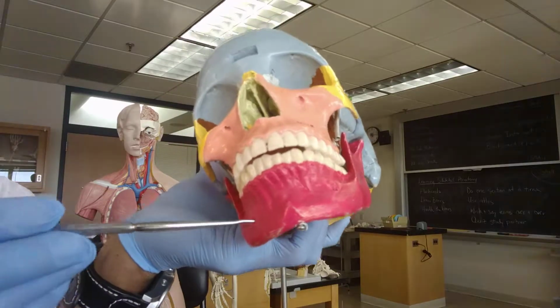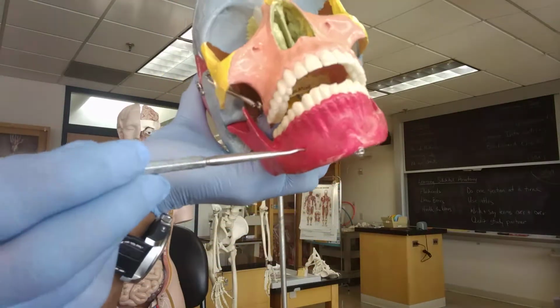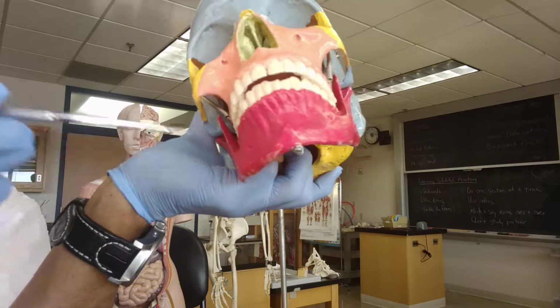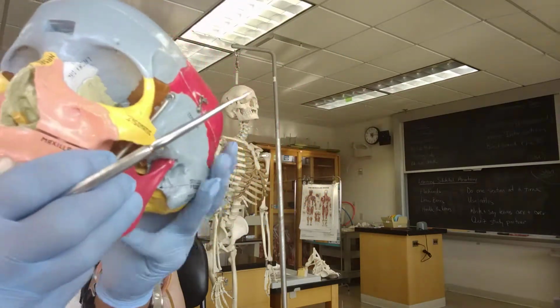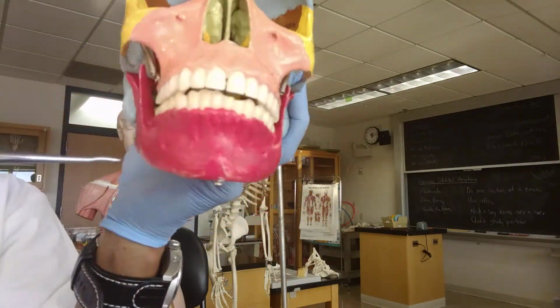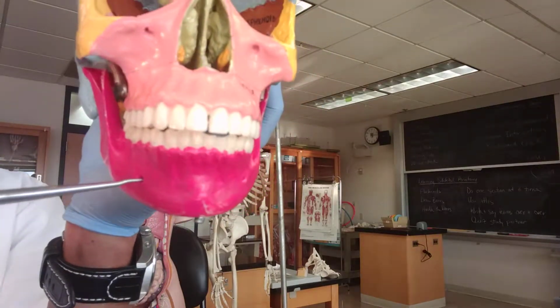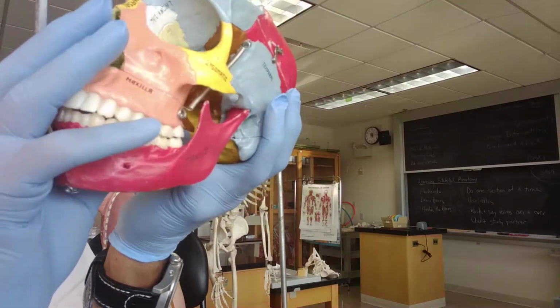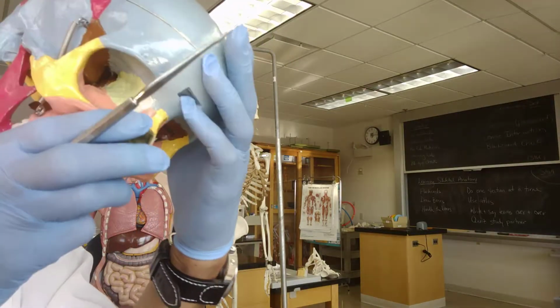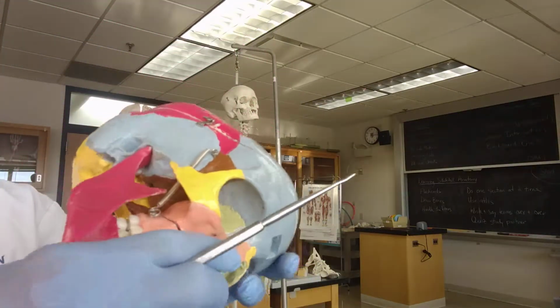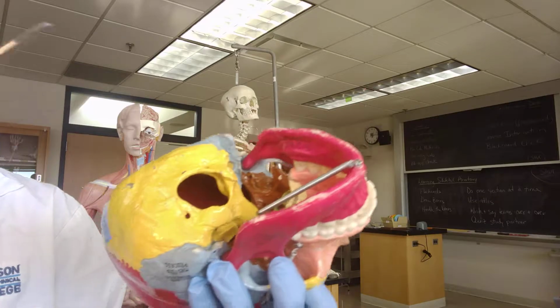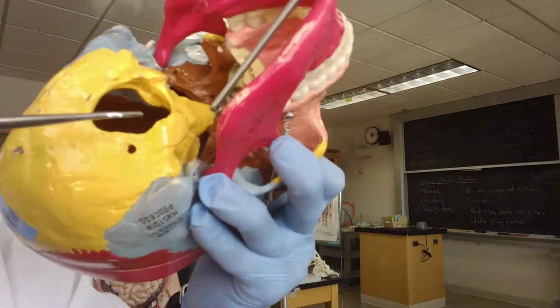Mental foramina. I'm going to put the prop in here to show you. Let me hold it a little better here. So this is our mental foramina. There is also the mandibular foramina, and this is from inside, on the medial side of the mandible here.